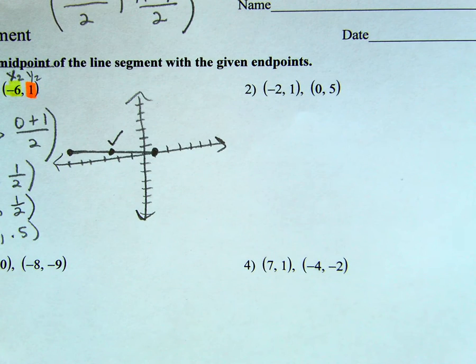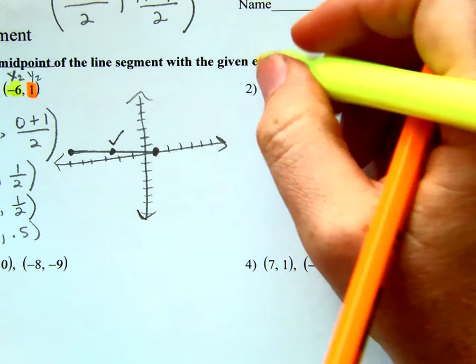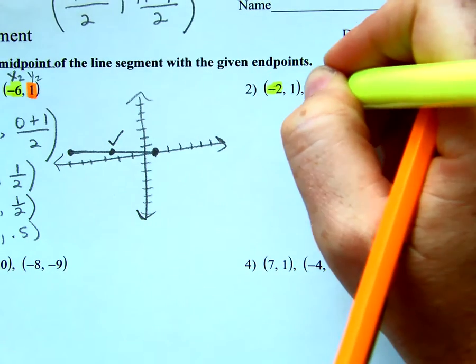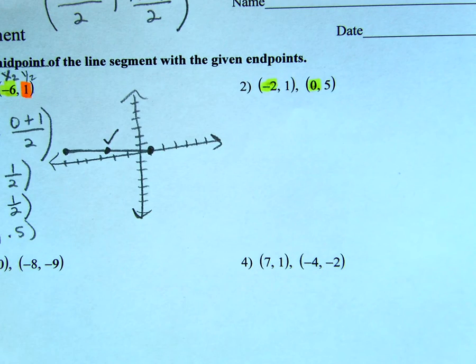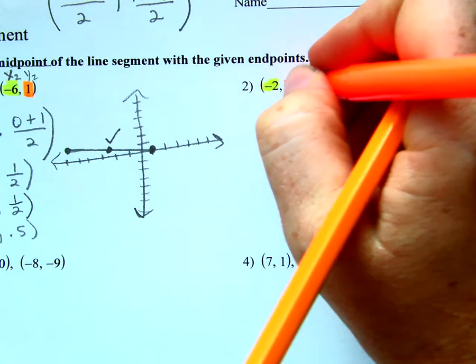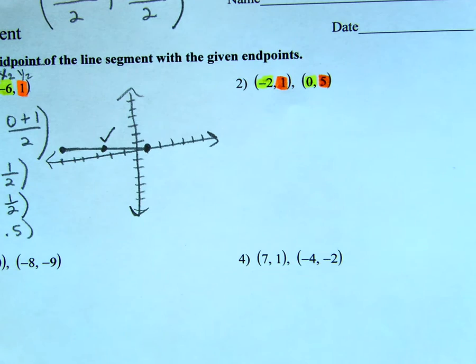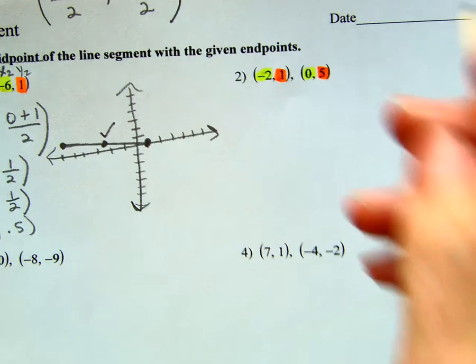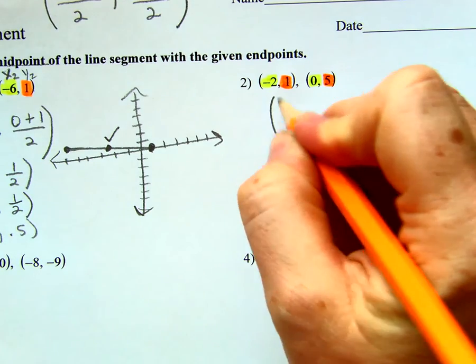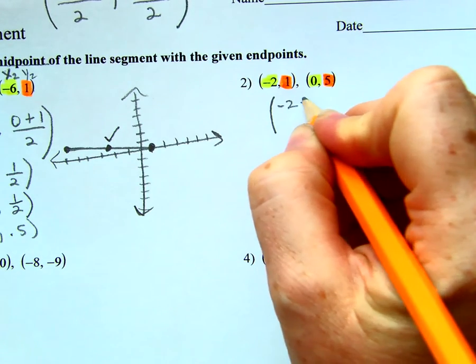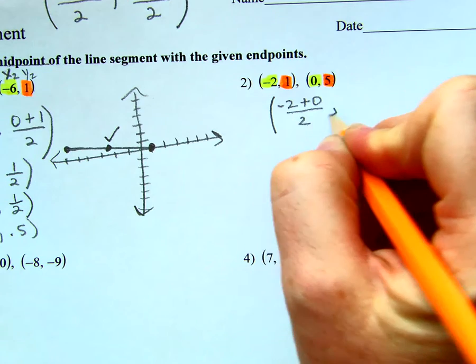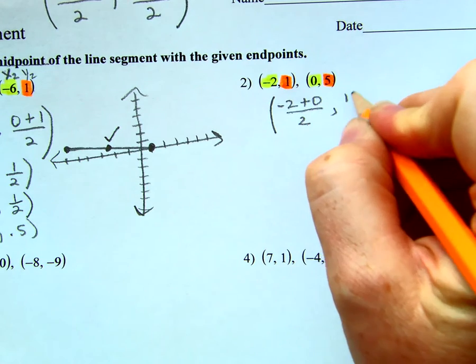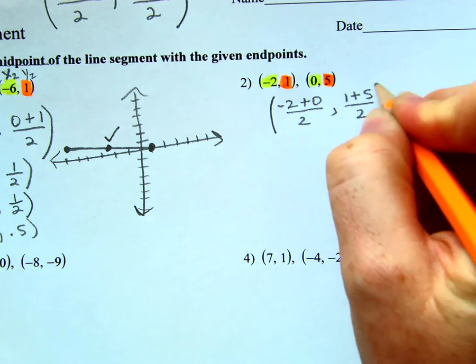So let's do that again, finding the midpoint. I'm going to first identify the x's. Those are my first values. And then I'm going to identify the y's. Those are my second values. And then I just average them. So I'm just going to add them, negative 2 plus 0, and divide by 2. And then add these two, 1 plus 5, divided by 2.